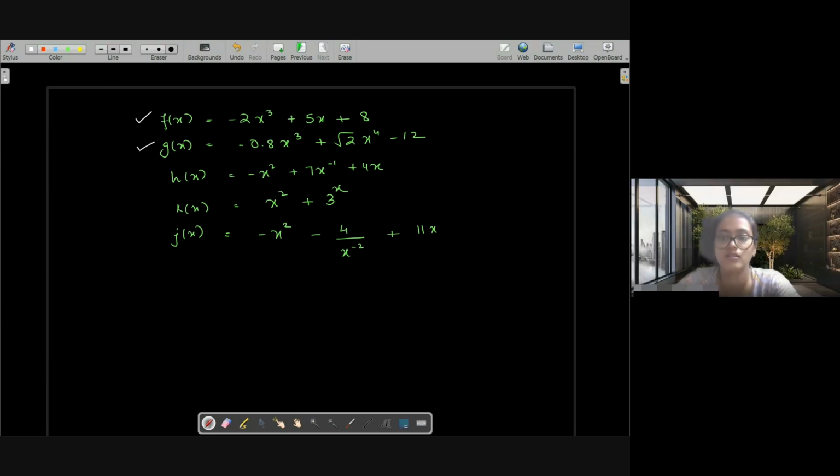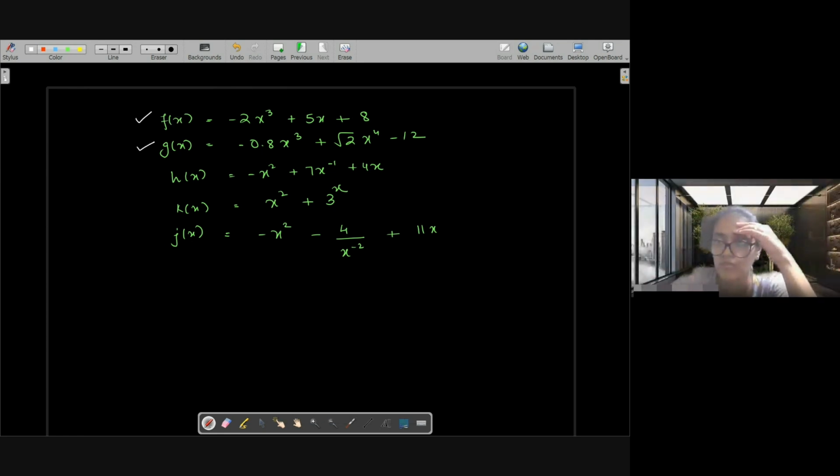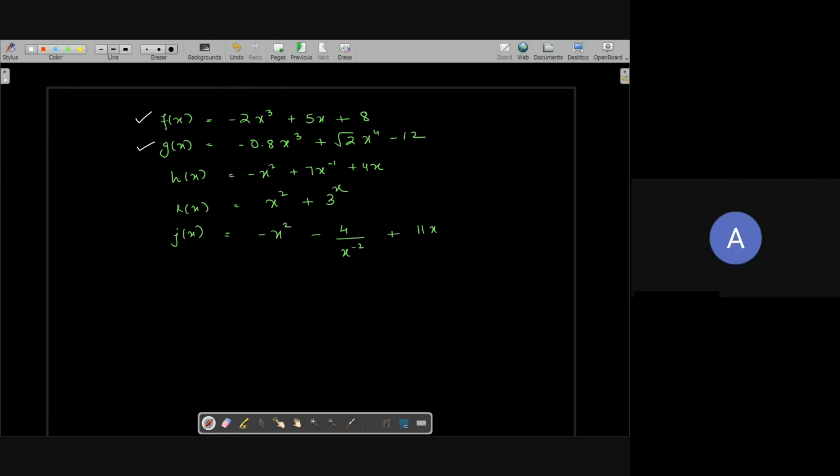h of x. To the power of -1. Is that power to the -1? Hmm. Yeah, that's a polynomial.